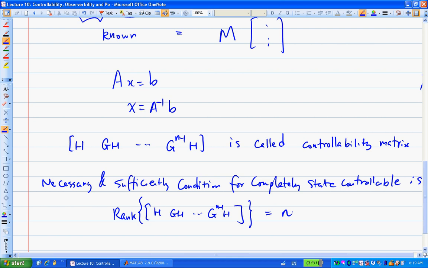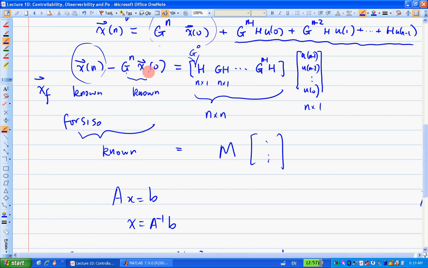If this is full rank, basically you can bring your state value from your initial to the final in at most how many steps? n steps, or n sampling periods. If the system order is 2, you can technically find a set of U so that you can bring the state to the final within 2 steps. Okay, yeah.